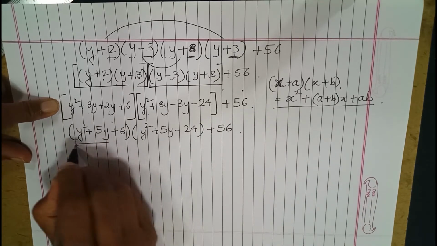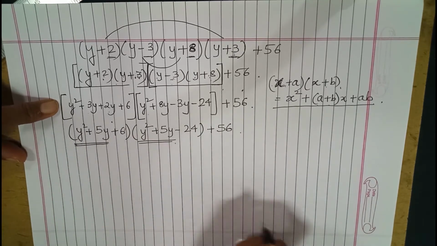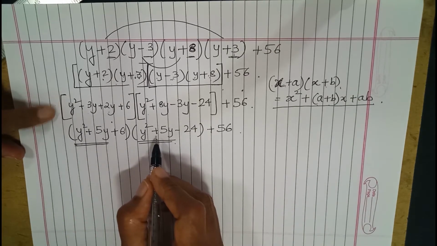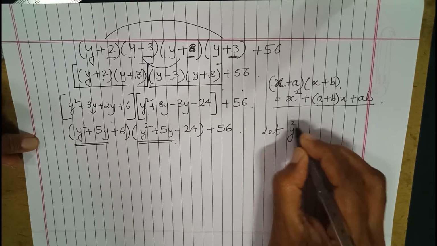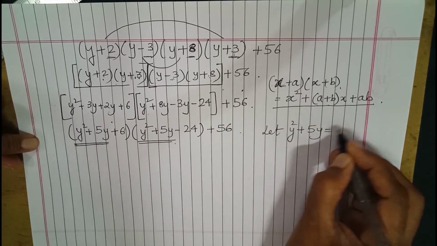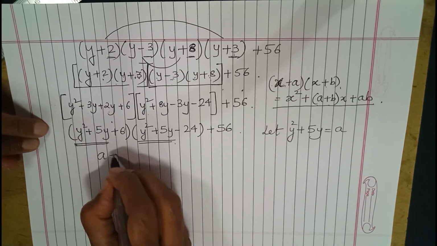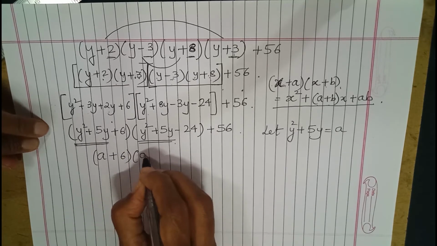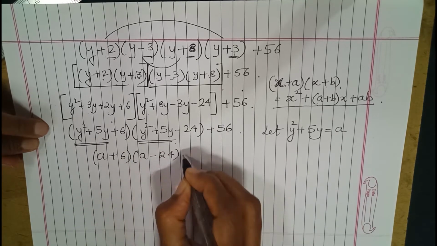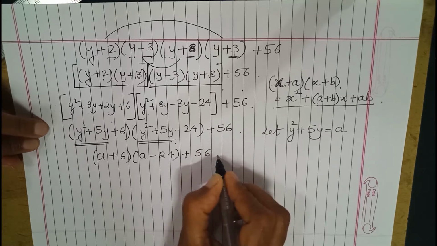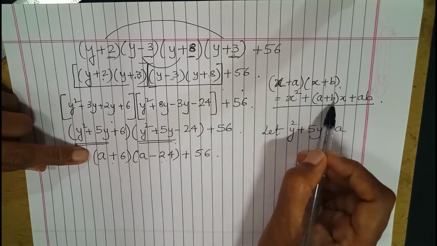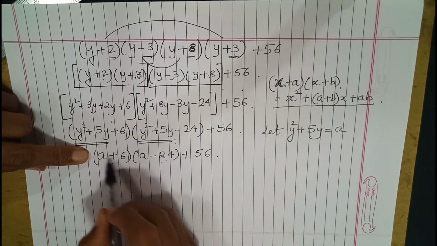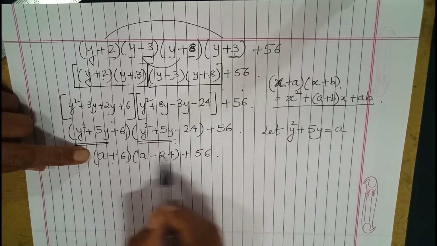Now you see what we got. y square plus 5y is there in both the brackets and it can be substituted with another variable. So what we say, let y square plus 5y be equal to a. So what we get is a plus 6, a minus 24 plus 56. Now what we do is we multiply and open the bracket. Either you can use again the same formula here, you can see x plus a, x plus b, or you multiply and open.